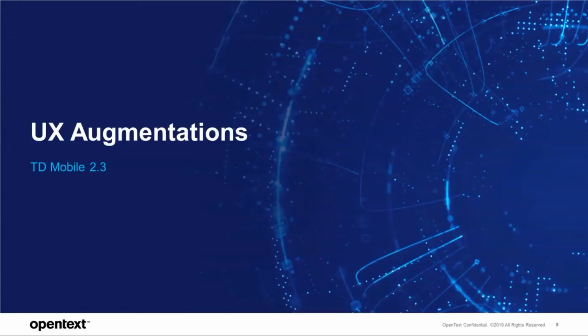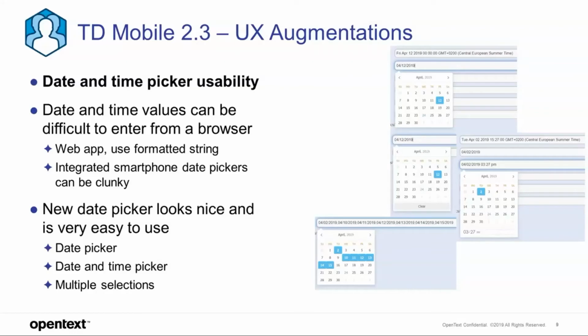Then we have done UX augmentations, and the most important thing there is the new date and time picker. So you see some screenshots on the right side there. Basically you get a date and time picker where you can choose the date, you can choose the time, you can do multiple selections.